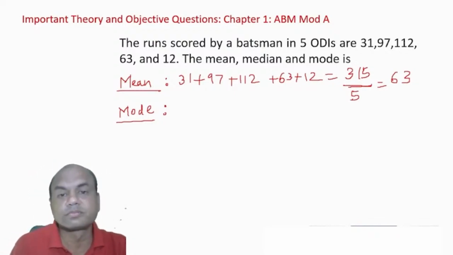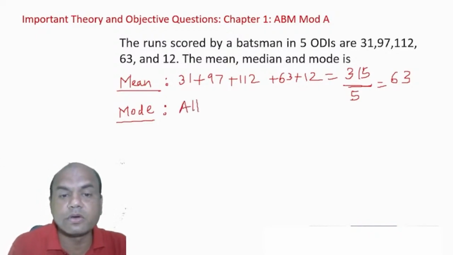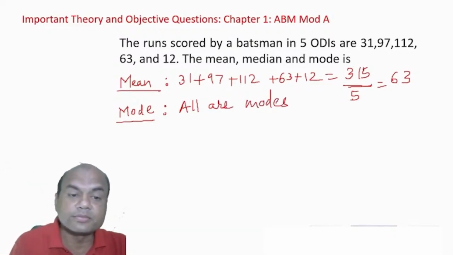So, which is the mode then? All are modes. Whenever the numbers are not repeated, everyone is a mode then. Okay? Now median. How to find out the median?